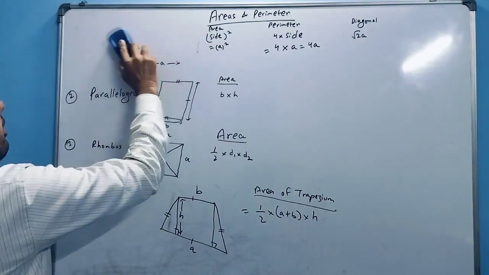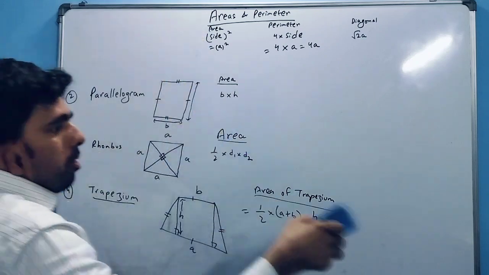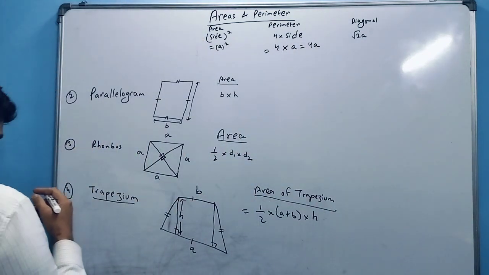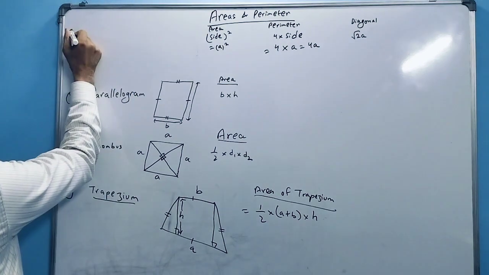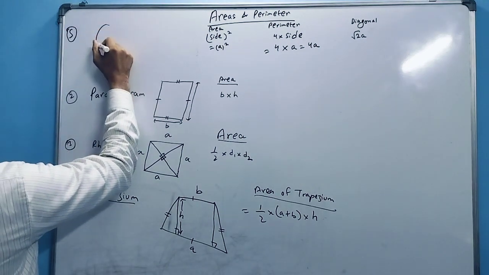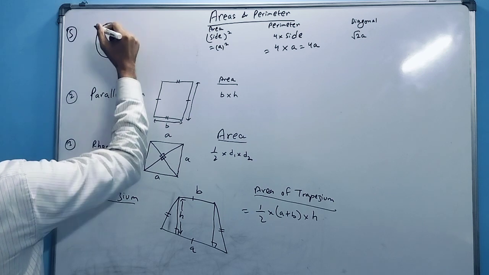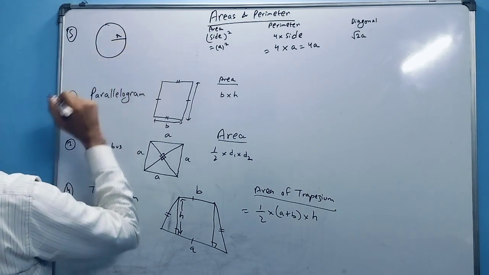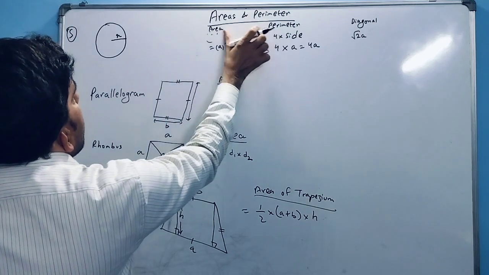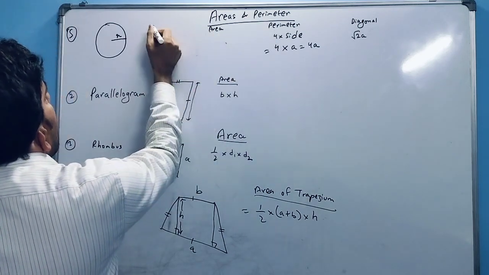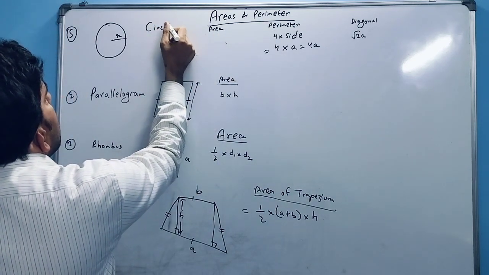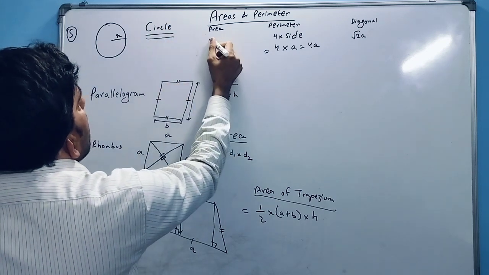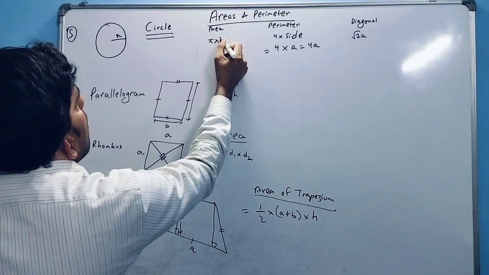The fifth one is the circle. Now I am taking the circle. A circle is a 2D figure, so we can easily find its area. If I need to find its area, it is pi r square.